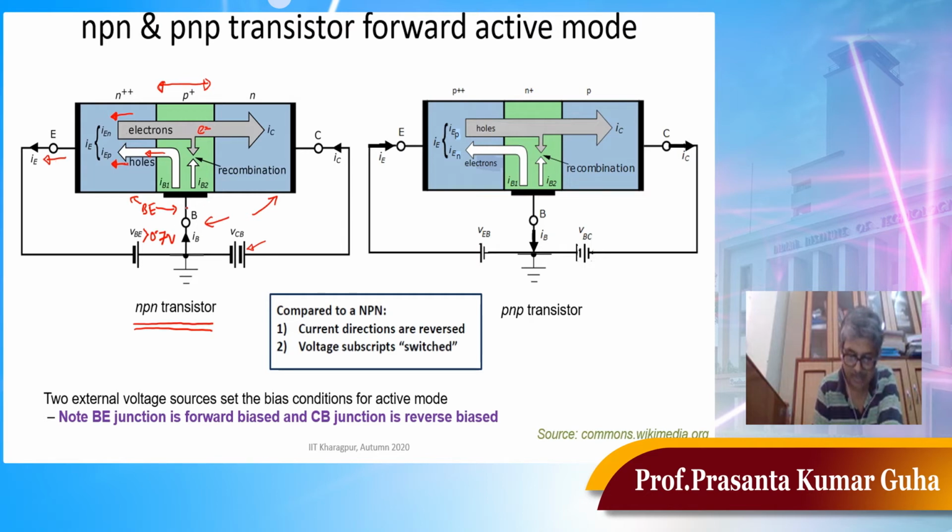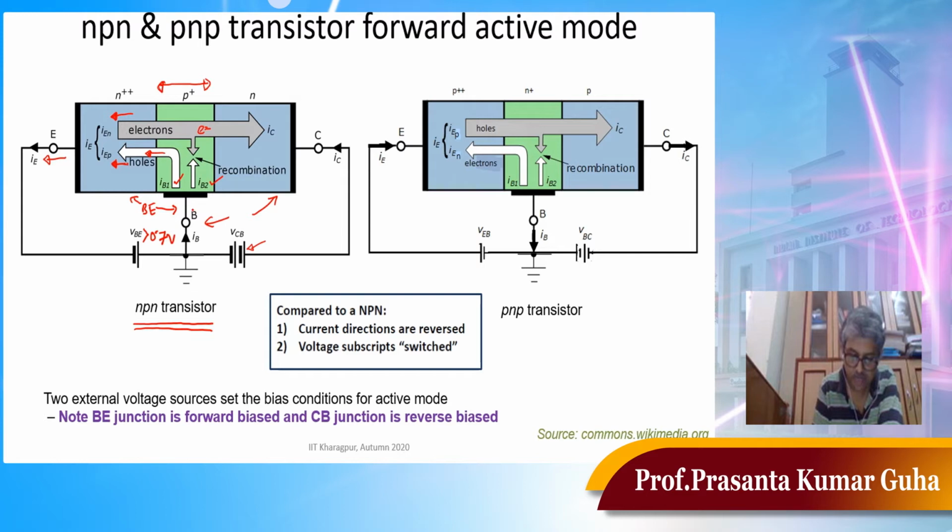The base current has two components. One I have represented as IB1 and another is IB2. Let's talk about IB1 first. IB1 is because of the forward biasing of the base emitter junction. So holes manage to cross this junction and give rise to a current.